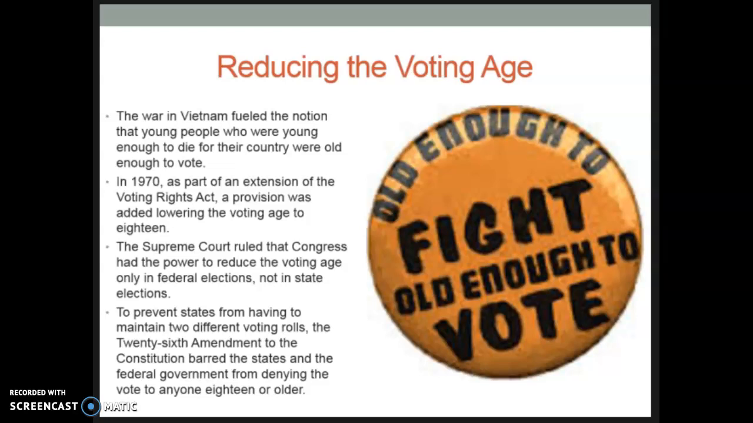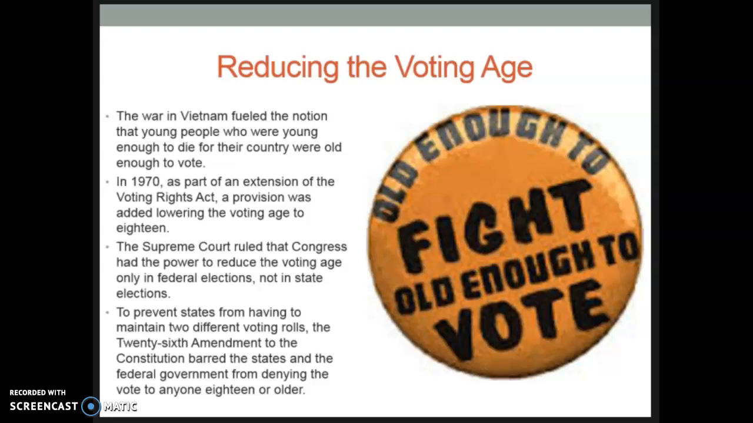All right, so moving on, in the 1900s regarding voting rights, the national voter age is going to be reduced. The war in Vietnam fueled the notion that young people who were young enough to die for their country were old enough to vote. In 1970, as a part of an extension of the Voting Rights Act, which was originally passed in 1965, they lowered the voting age to 18.